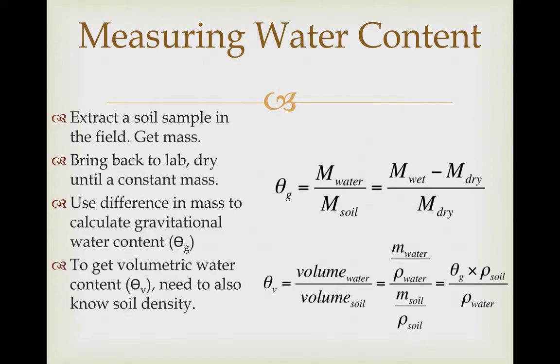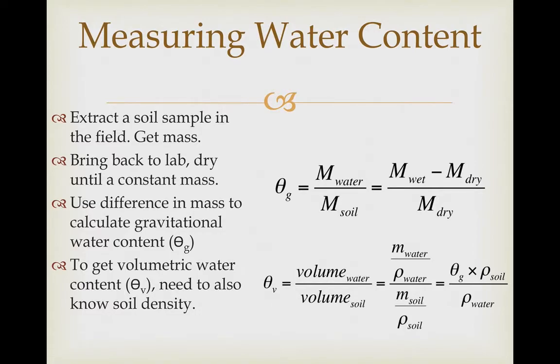So if you want to get volumetric water content, you also need to be able to move between mass and volume. So you're going to do the same thing, but you also need to know the density of the soil. So operationally, what this means is you need to know not just the mass of your soil, but you need to know the volume of your soil sample. So taking it in a defined coring unit is a great way to get bulk density. Once you've done that, you can take your gravitational water content times the density of the soil divided by the density of water, and you can go from gravitational water content to volumetric water content.